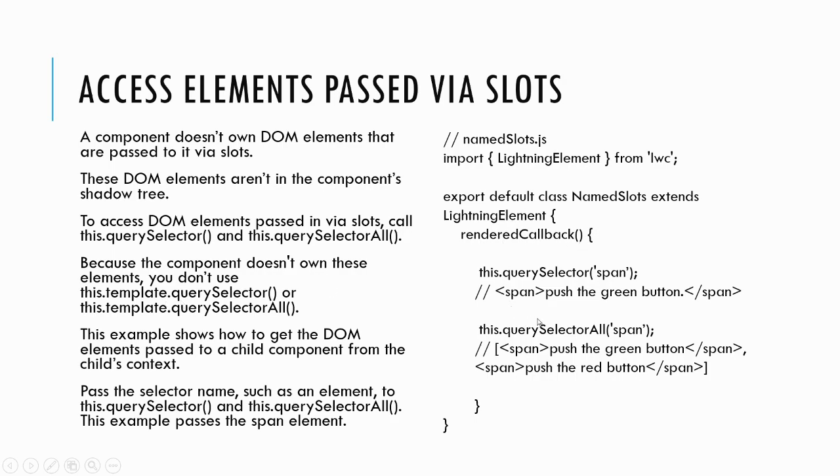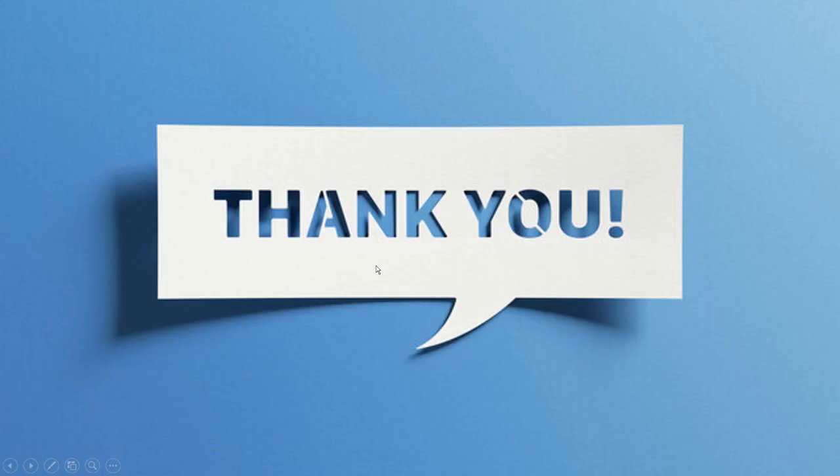Now here we have one example of how querySelector and querySelectorAll are used. Let's suppose in HTML we have two spans, green button and red button. If we use this.querySelector with span, it will return the first element which matches the criteria, and if we use the all version, it will return the array of the spans. So this is how we can access the HTML elements with this.template.querySelector or this.querySelector, based on the scenario: whether the component owns the element or the data has been passed via slot.